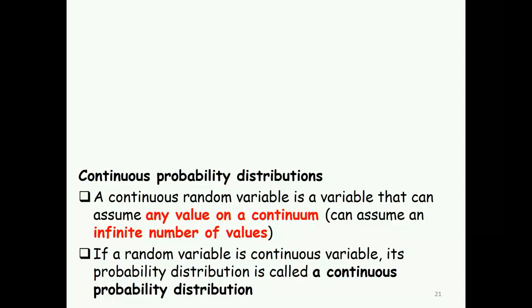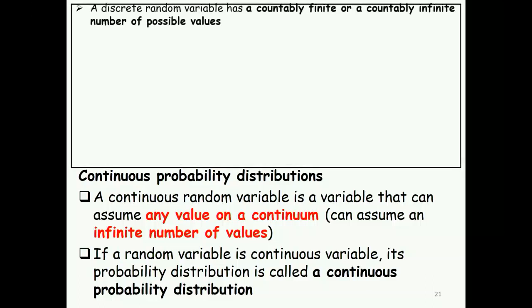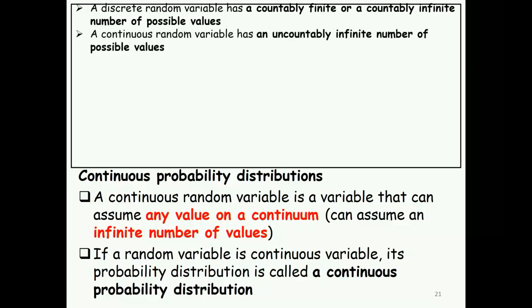Before I go to continuous, you remember this: a discrete variable has a countable, finite or a countable, infinite number of values. Countable, infinite is Poisson. How many customers? I could count them, but they could be many. Countable, finite is the case of binomial: I flip a coin 10 times, it is finite, and I could count the number of heads. When we come here, it is an uncountably infinite number of possible values.